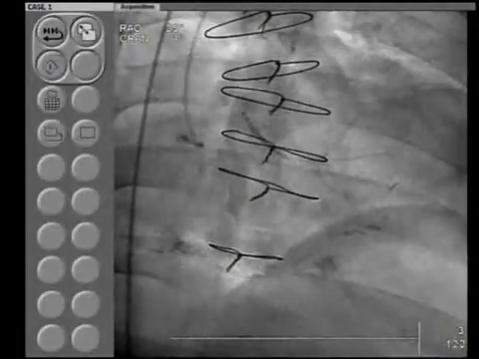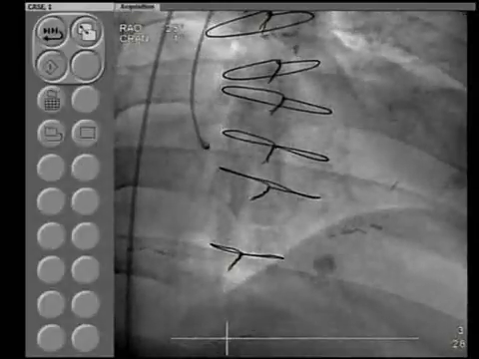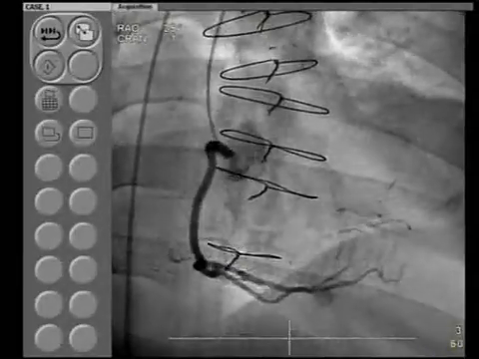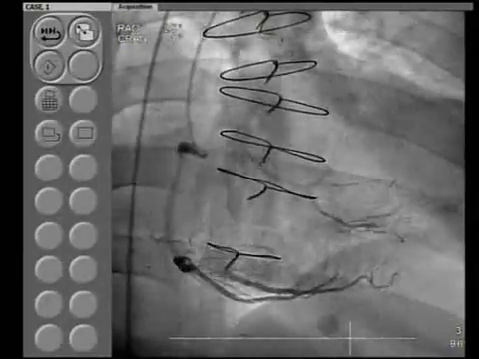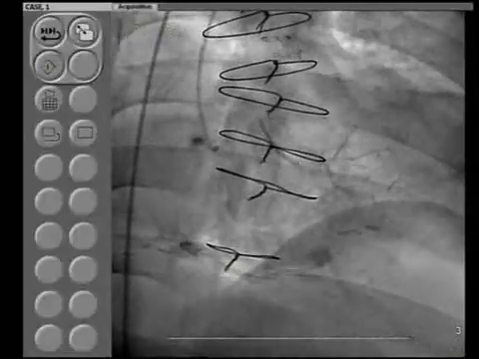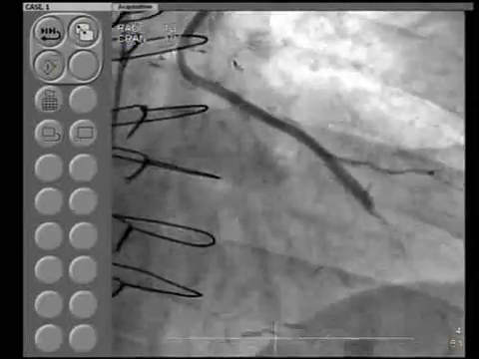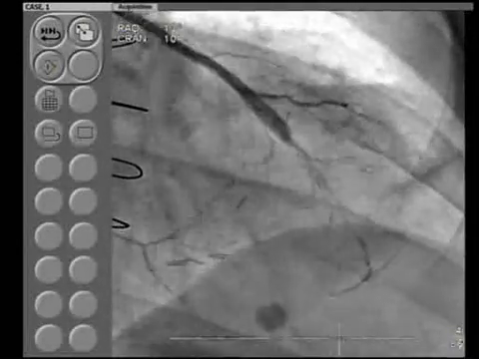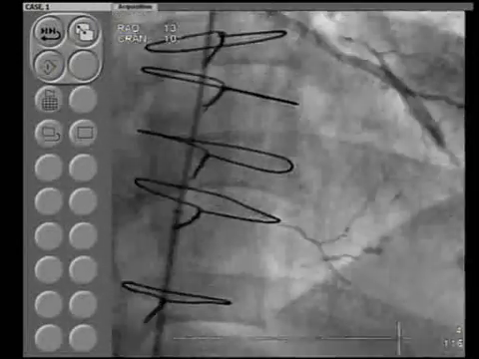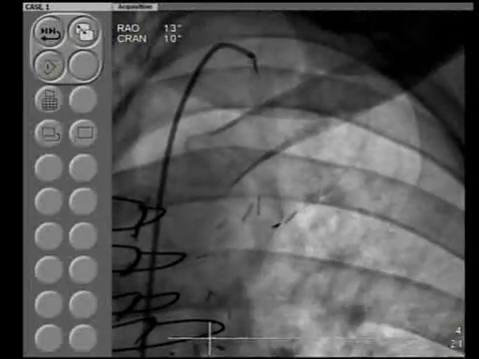But there is a large OM. This is where it fills by the collaterals, and both the bypasses to the RCA and the OM are occluded now. And this is actually the LAD. See, the LAD is good. I mean, the LIMA is good. The mid LAD attachment is fine, but it's a distal diffuse disease.